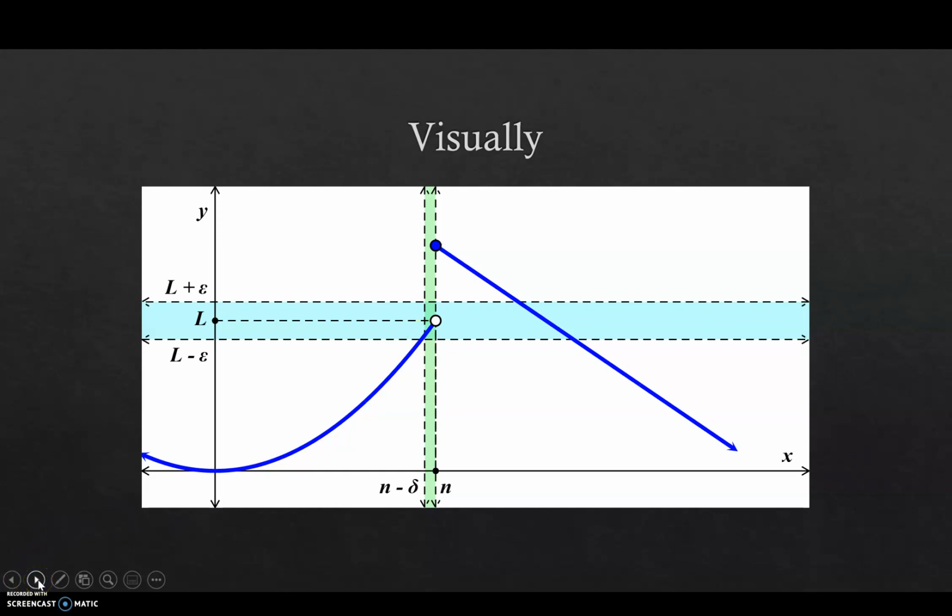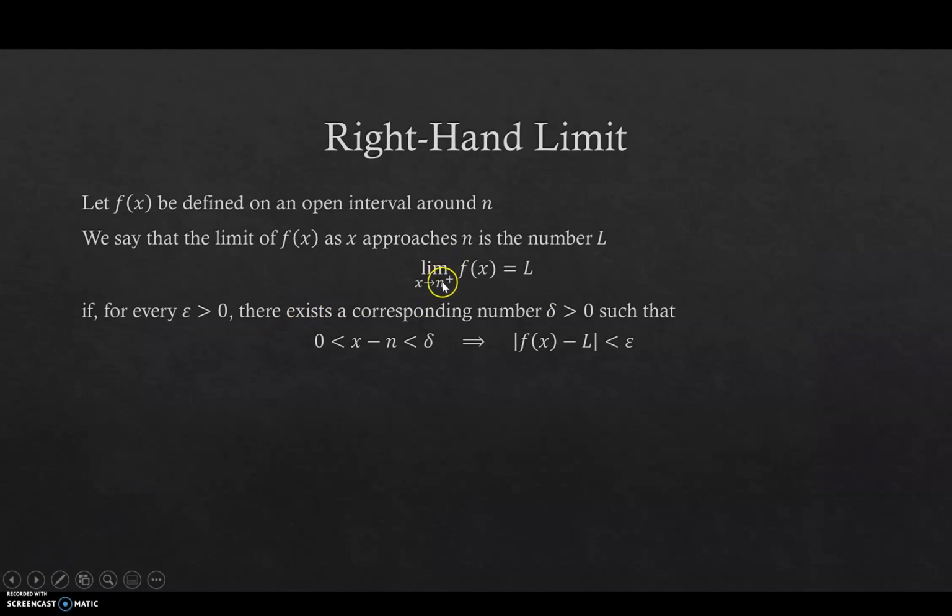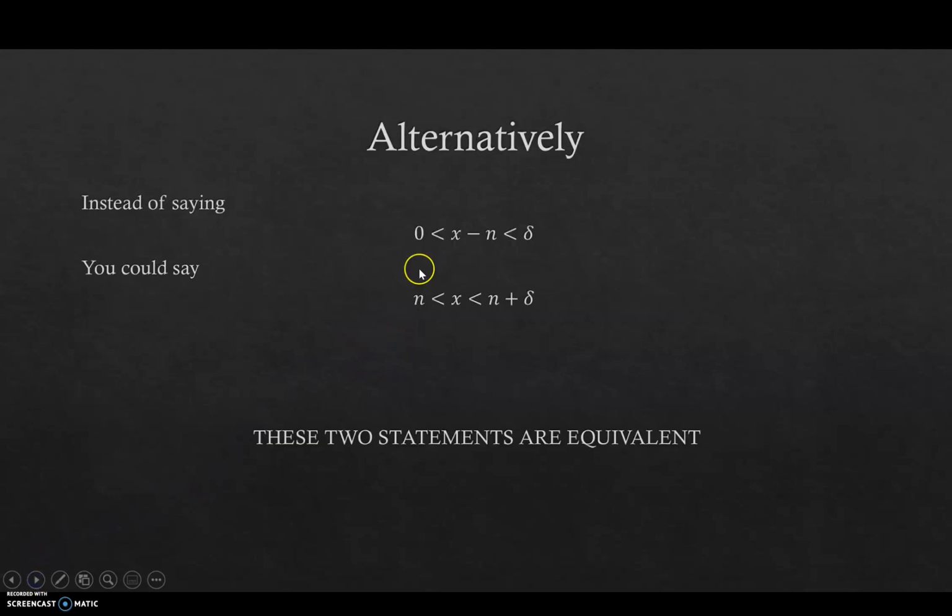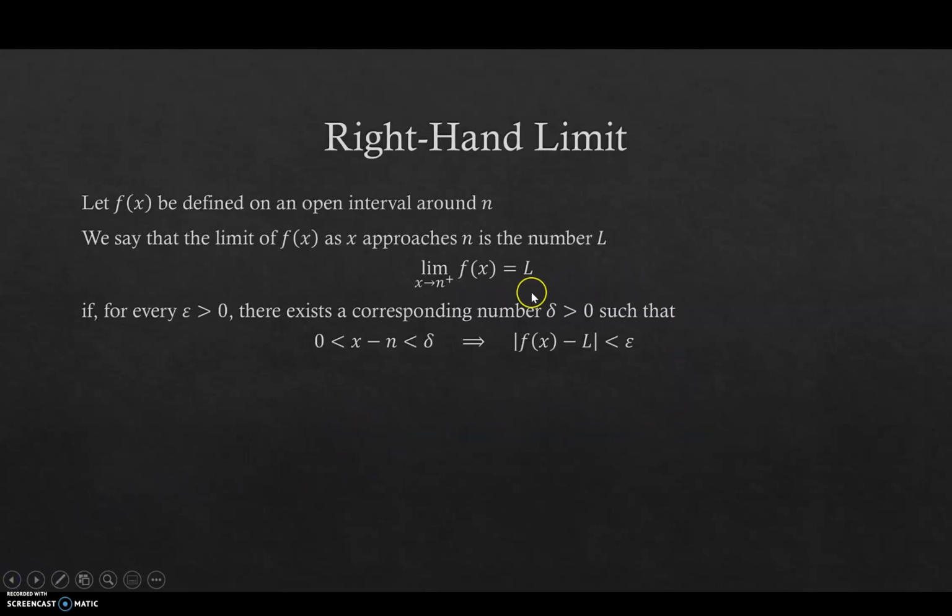So if I want to do the right side, I again put the little plus sign here in the corner so that I recognize I'm doing the right. And instead of writing n minus x here, I'll write x minus n. Notice no absolute values again. Again, there are other ways you could write this. You could write it as 0 is less than x minus n is less than delta, or you could write it as n is less than x is less than n plus delta. These two statements are still equivalent. Again, the end part of the statement hasn't changed. I'm still approaching L at the end, so this part still stays the same.